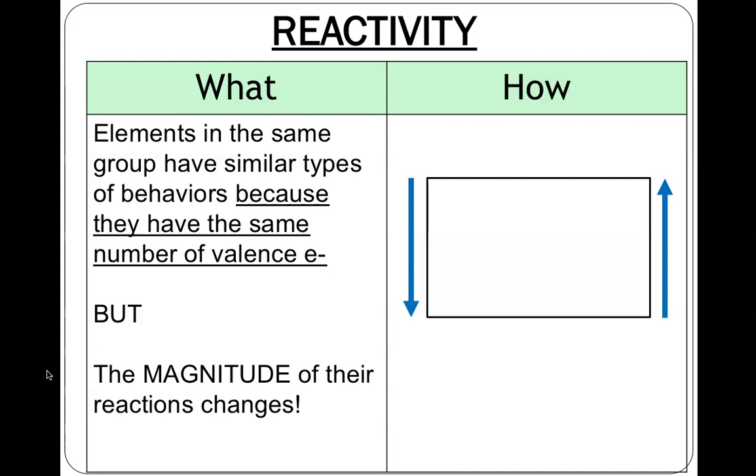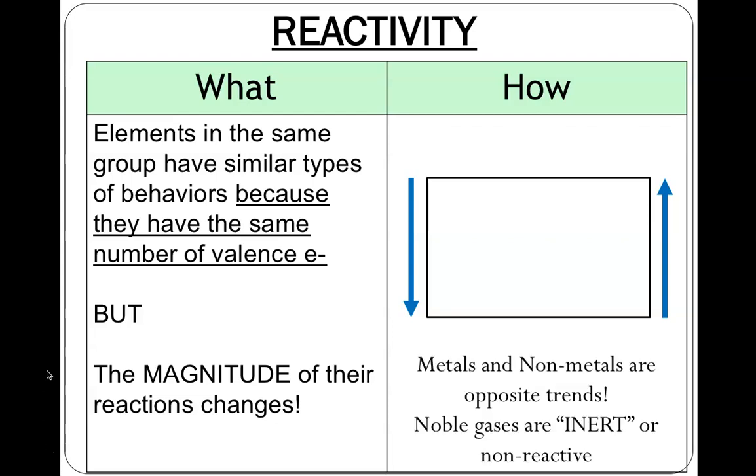So opposite sides of the periodic table, opposite reactivities, as they both increase, but column 1 increases going down, column 7 increases going up. We don't care about the noble gases because they don't react. Metals and nonmetals, again, opposite trends. Column 1 is alkali metals. Column 7 is the halogens. Noble gases are inert or non-reactive. They don't really do much. They don't want to gain electrons. They don't want to lose electrons. I know I'm being redundant with that, but that's just the way they are.